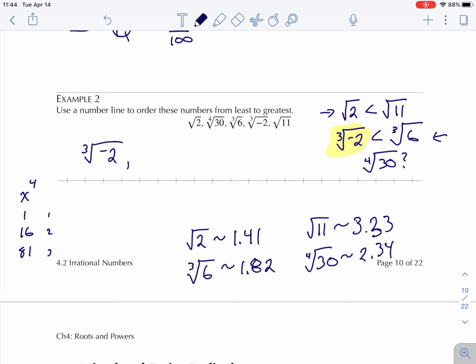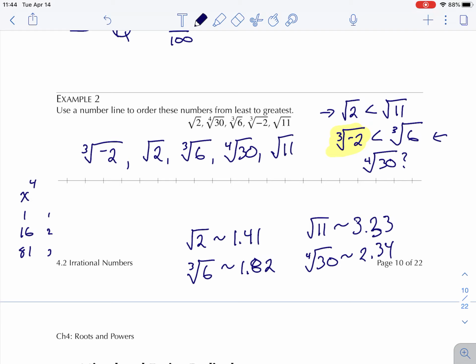All right, so we can definitely order these from least to greatest. The cube root of negative 2 is smallest because it's negative. Then we've got the square root of 2. Then we've got the cube root of 6. Then we have the fourth root of 30. And lastly, the square root of 11.